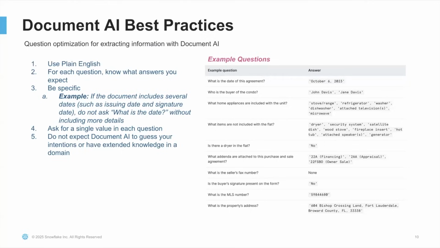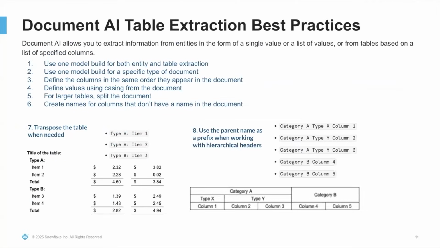Lastly, Document AI doesn't necessarily have extended knowledge in whatever domain of documents you have. So make sure that you're specific with what you're asking and don't expect it to guess your intentions with your question. Document AI also allows for table extraction. So here are some best practices specifically for tables, what you should be following.